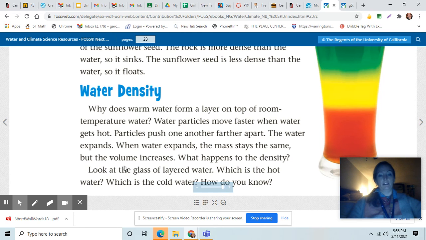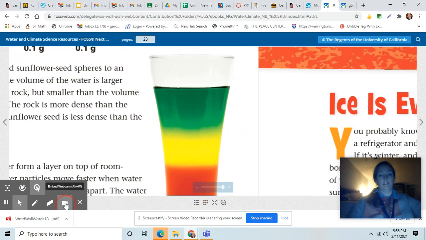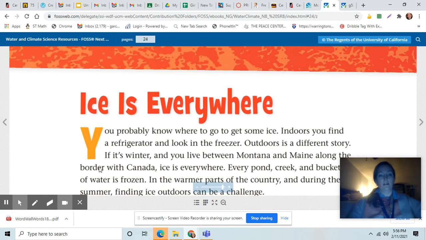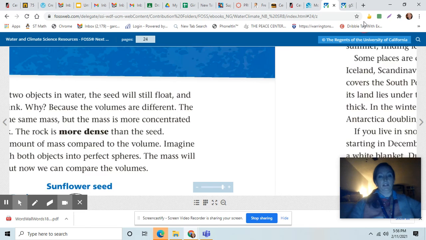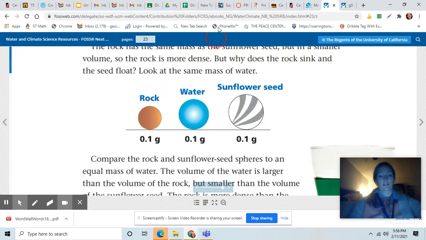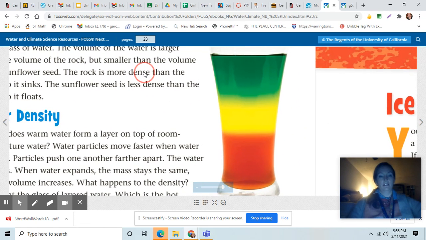Look at the glass of layered water. Which is hot water? Which is cold water? How do you know? Let's take a look at this. So, which layer would be? Let me take a look down here. So in this case, it would be the green. The cold in this example would be actually the red.